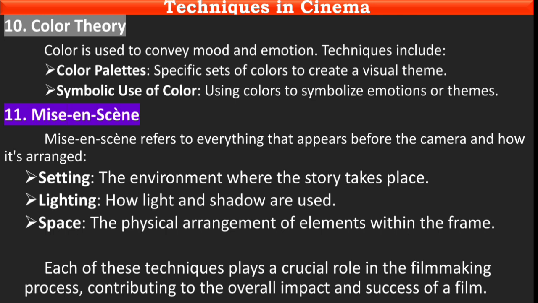11. Mise en scène. Mise en scène refers to everything that appears before the camera and how it is arranged: setting, the environment where the story takes place; lighting, how light and shadow are used; and space, the physical arrangement of elements within the frame. Each of these techniques plays a crucial role in the filmmaking process, contributing to the overall impact and success of a film.